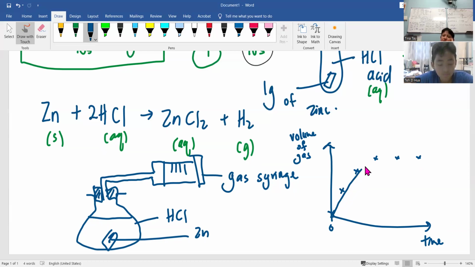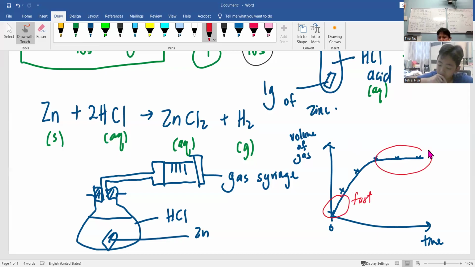Every single graph you see will look exactly like this. Can you see this graph shape? Which one is faster? Which time is the reaction faster? The front or the back? The front. So at the start, it's very, very fast, because the curve is very, very steep. And then after that, it eventually becomes flat. When it's flat, it means the reaction stops.